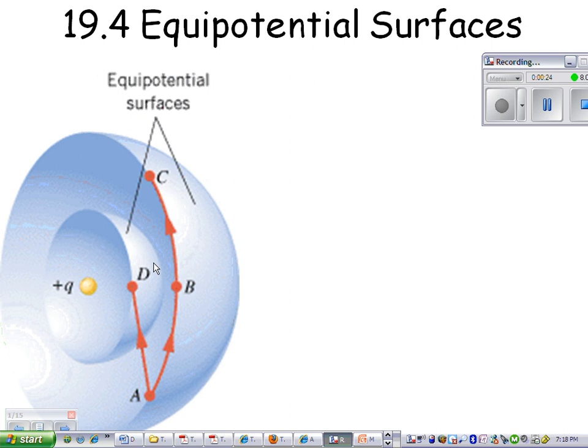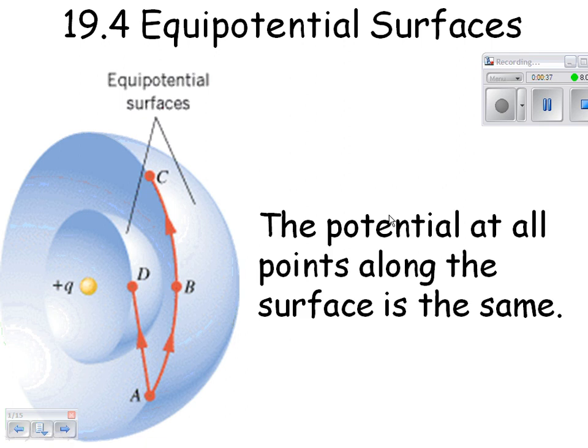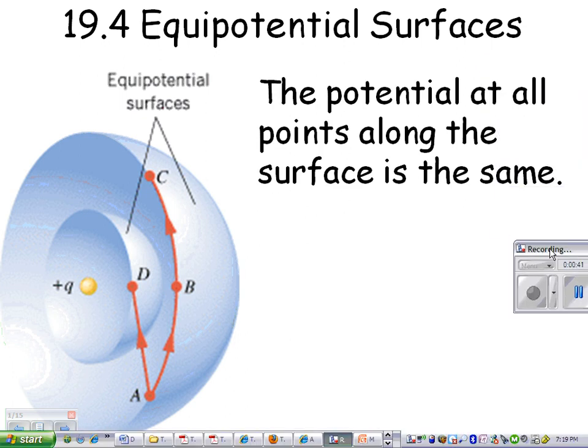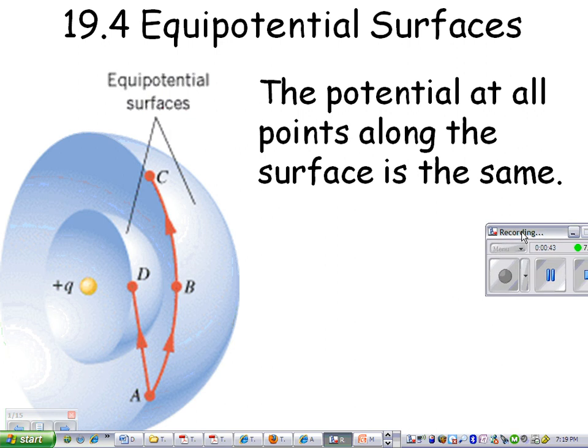If I go further out at position B, you might have 10 volts. If I go further, 5 volts, and further, it'll eventually be 0 volts when I go out to infinity. These are called equipotential surfaces. The potential at all points along the surface is exactly the same. So as you go from A to B to C, the potential is exactly the same, so there's no work being done as you go from A to B to C.